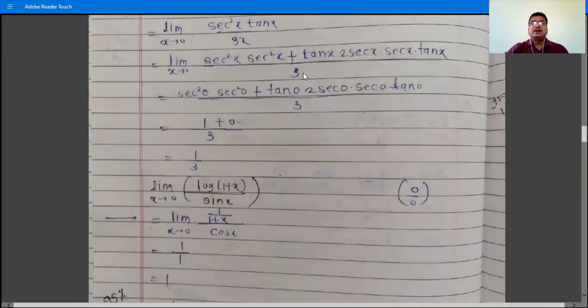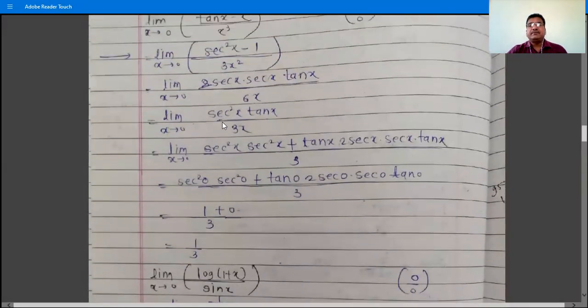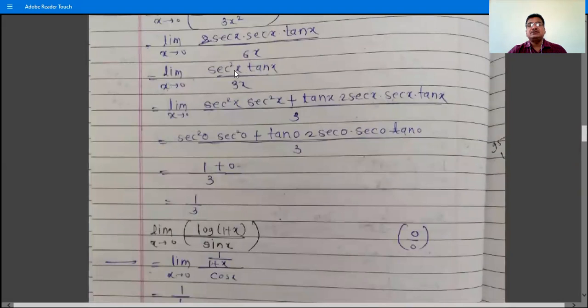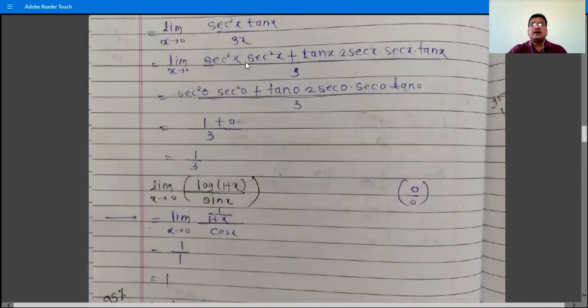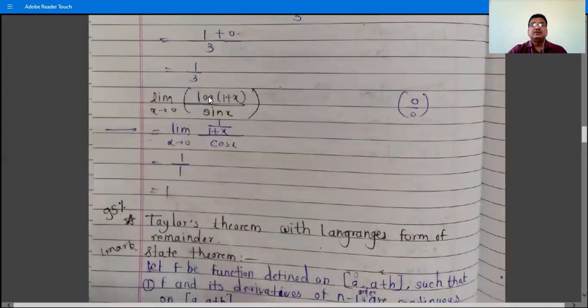And then again the derivative of this quantity: by the product rule, u into v, with u as sec square x, the derivative of tan x is sec square x, plus v, which is tan x, times the derivative of sec square x, which is 2 sec x into tan x. The derivative of 3x is 3, by L'Hospital rule. Substitute x as 0. We have sec square 0, sec square 0, tan 0, 2 sec 0, sec 0, tan 0. Tan 0 is 0, but sec 0 is 1. So this 1 into 1 becomes 1, plus this quantity 0, divided by 3. So 1 by 3 is the answer.